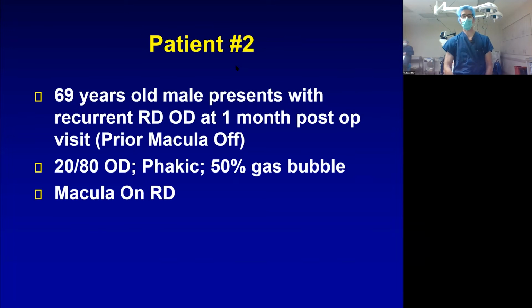The next patient, for those who are going to stick around, is a 69-year-old gentleman with a recurrent retinal detachment. So he's 1 month post-op. He came in again. Dr. Hall is our partner who found a couple of retinal detachments on Friday and set us up today. This is a prior macula-off detachment repaired a month ago by one of my partners. Phakic, 50% gas bubble currently in the eye, 20/80 and the macula is on.